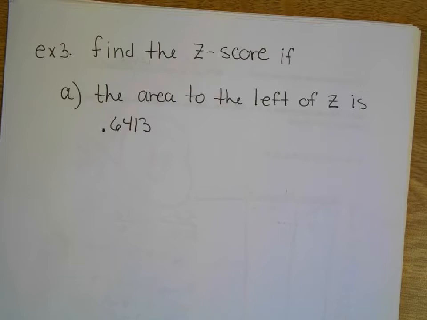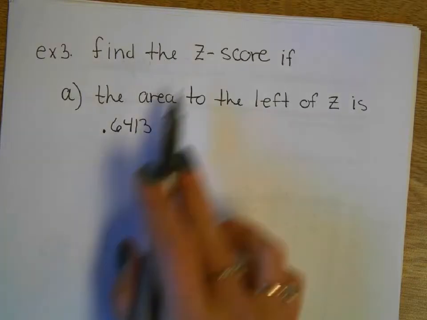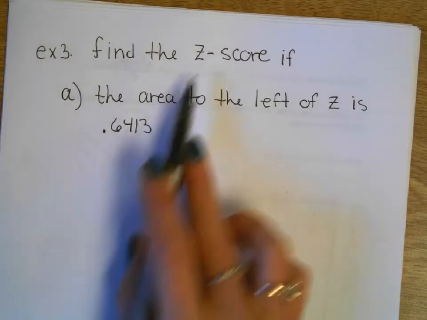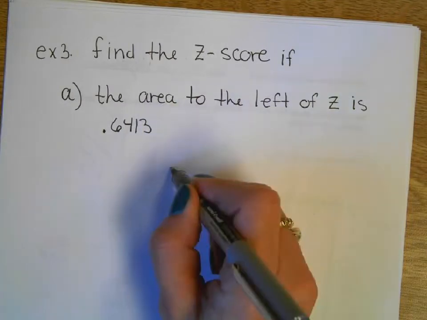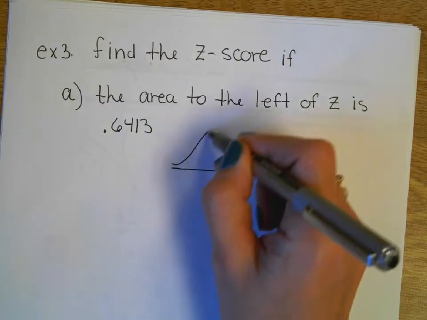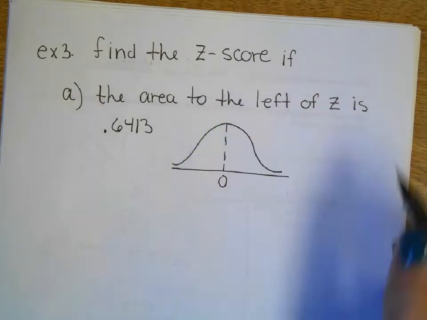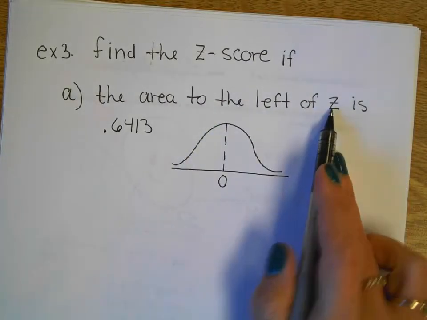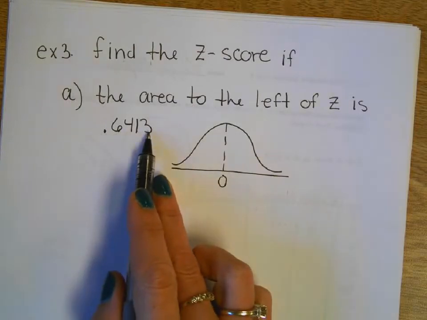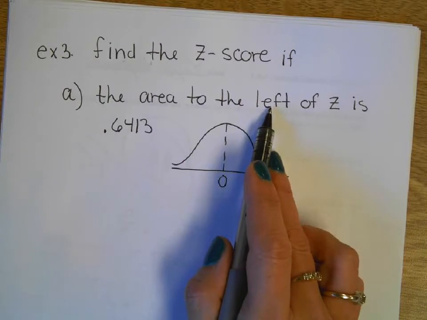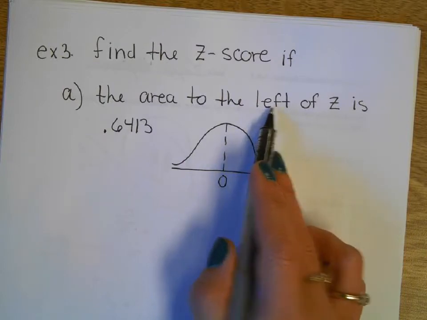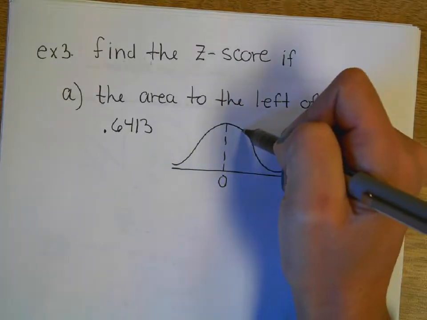Okay, so here we go. Now I'm giving you an area and I'm asking for the z-score. And this is what I know about the area. If I'm standing on this z-score, there's 0.6413, so 64% of the graph to the left of me. So my first question, am I a positive z or a negative z? Positive. Definitely over here somewhere.